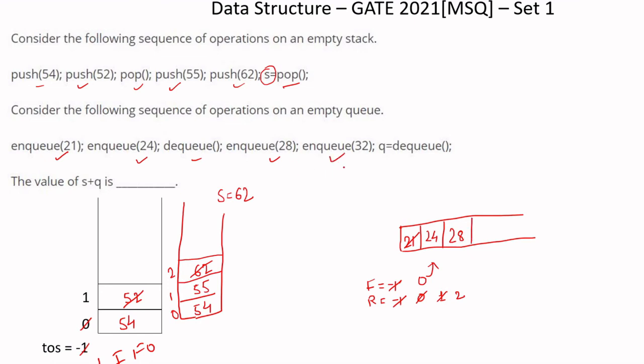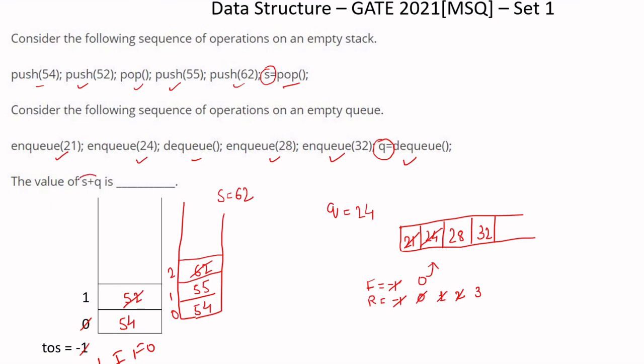Now we have to enqueue 32. So again rear pointer will get incremented from 2 to 3 and 32 will come here. Now we have to dequeue one element and that element we have to store in the variable Q. So the element which will get deleted here will be the element 24 as the front pointer points to it. So Q will have 24 now.